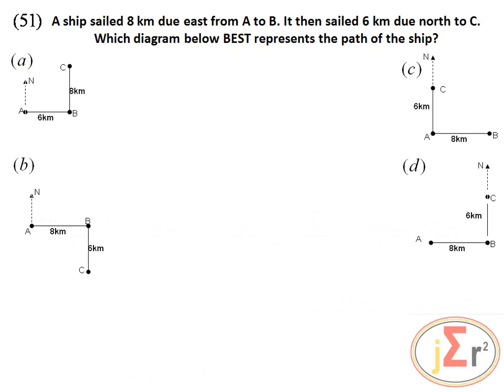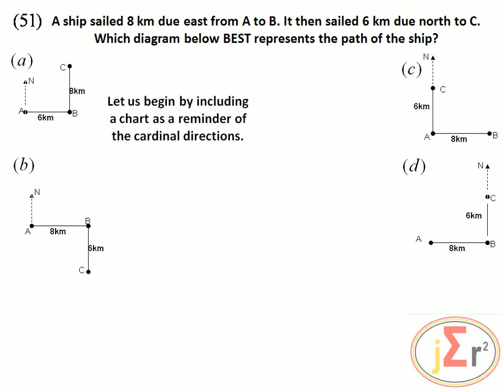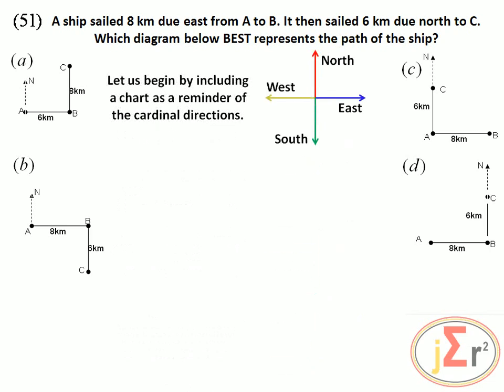A ship sailed 8 kilometers due east from A to B. It then sailed 6 kilometers due north to C. Which diagram below best represents the path of the ship? Let us begin by including a chart as a reminder of the cardinal directions, and we have it right here. North, east, south, west. And we are a little bit previous, saying that D is the correct answer.